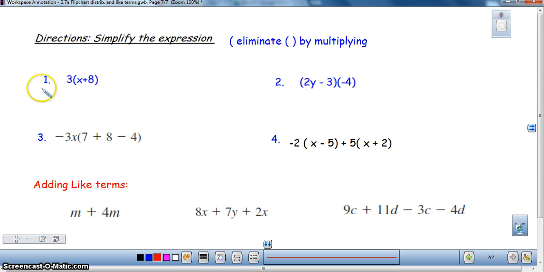So in your notes, you are also going to do questions 1, 2, 3, and 4. These are a little more practice with our adding like terms, and I'll probably have you add those also.